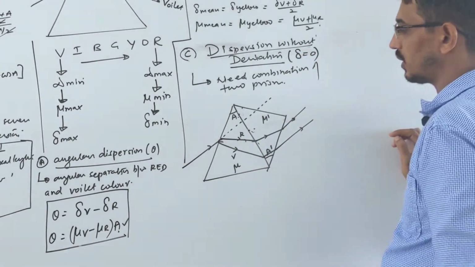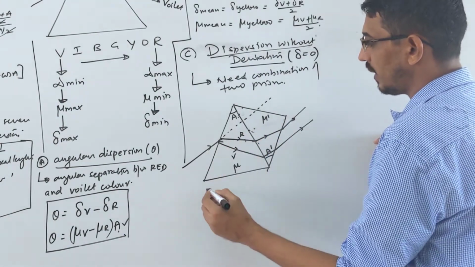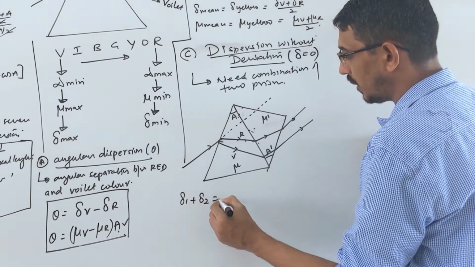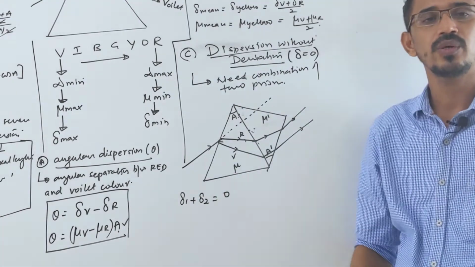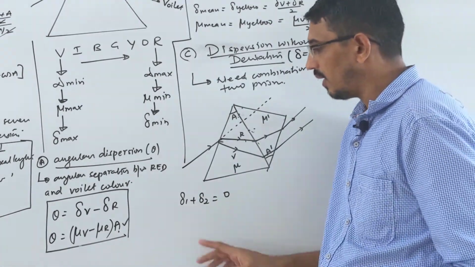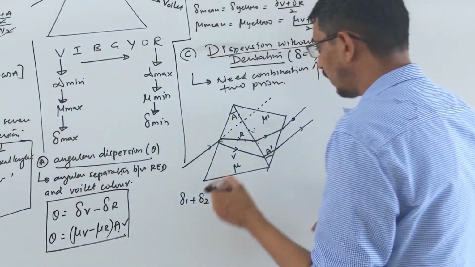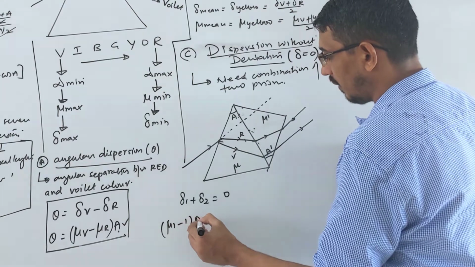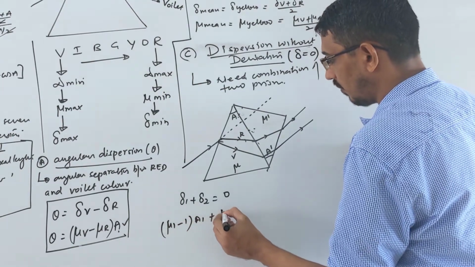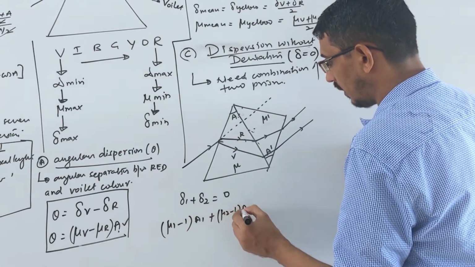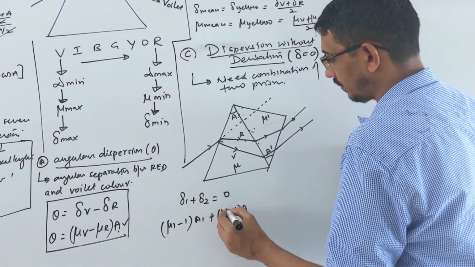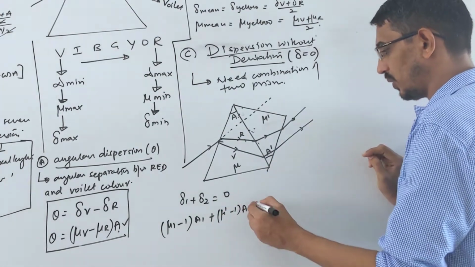So what do we want actually? We have two prisms, and we don't want deviation. So delta 1 plus delta 2 should be equal to what? 0. We don't want deviation. The delta formula is this. Let's write it for both prisms. First prism: mu1 minus 1 into A1, plus mu2 minus 1 into what? What are we calling it? We call it mu dash. You can call it mu2 and A2 also, your choice.